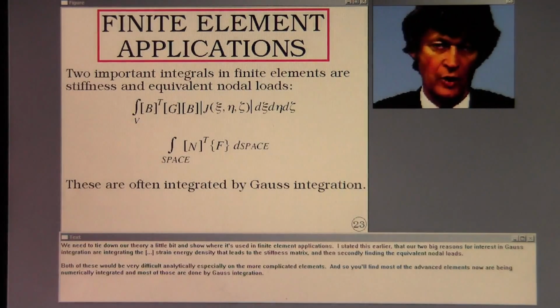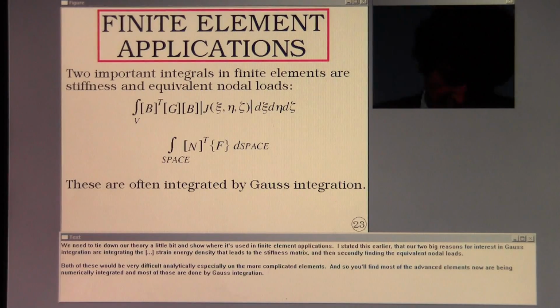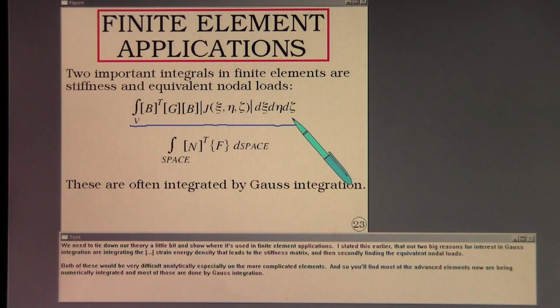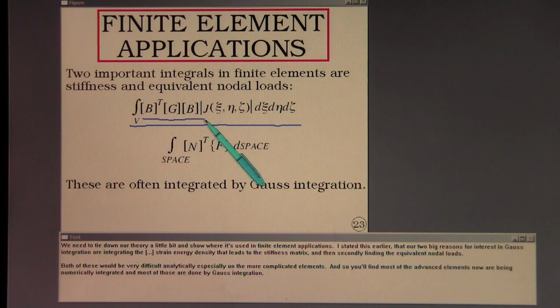We need to tie down our theory a little bit and show where it's used in finite element applications. I stated this earlier, that our 2 big reasons for interest in Gauss integration are integrating the strain energy density that leads to the stiffness matrix, and then secondly, finding the equivalent nodal loads. Both of these would be very difficult analytically, especially on the more complicated elements. And so you'll find most of the advanced elements now are being numerically integrated, and most of those are done by Gauss integration.